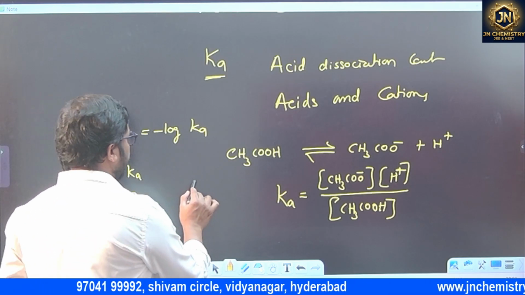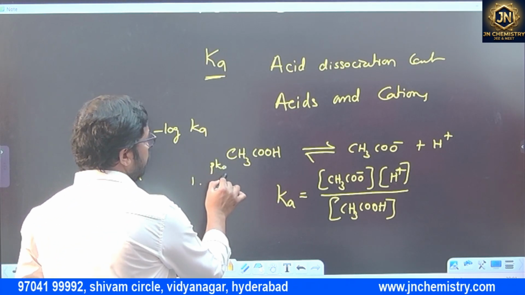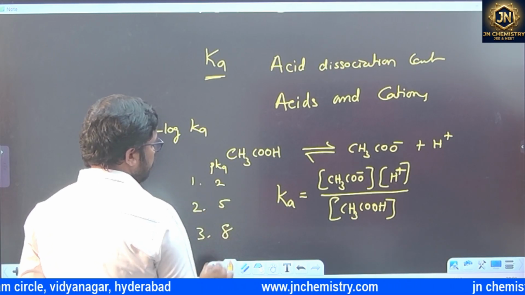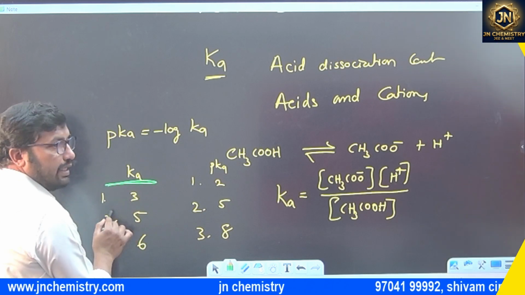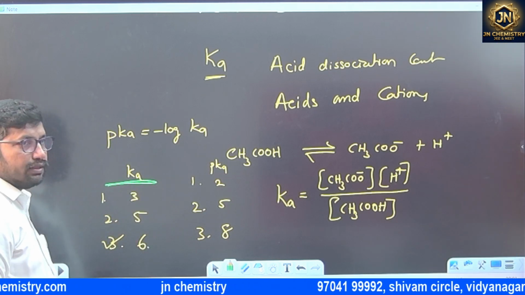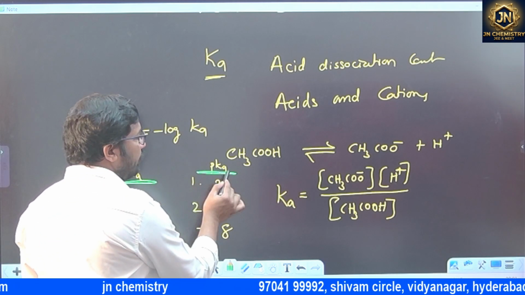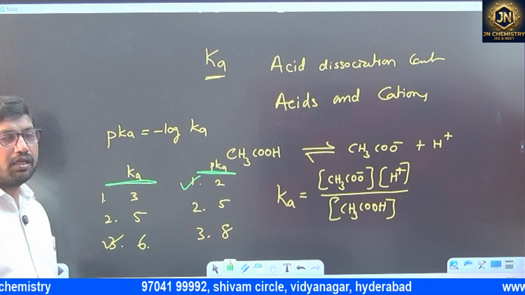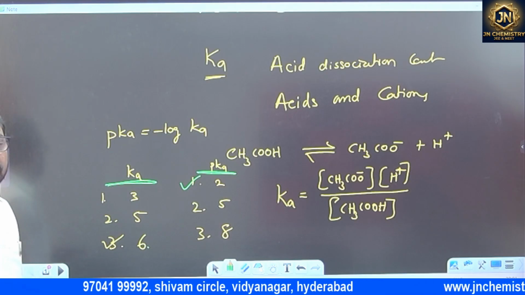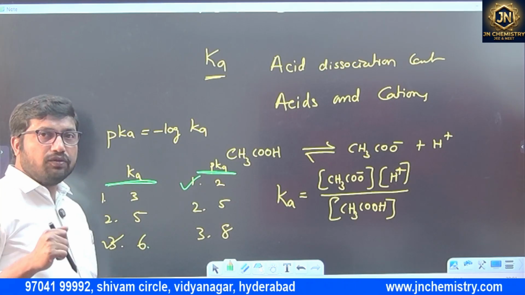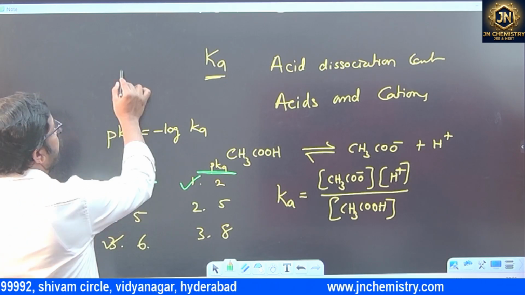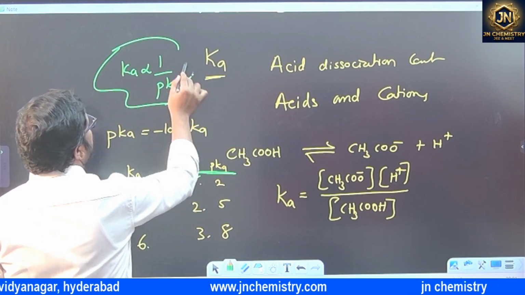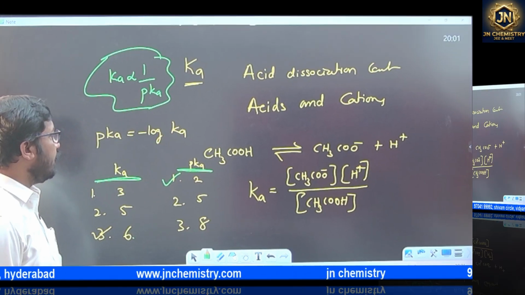Okay, for example, pKa values I am giving you: 2, 5, 8. Which is the stronger acid? If the Ka value is high, that is a strong acid. If the pKa value is low, that is a strong acid. Write it down. So I told you that Ka is inversely proportional to pKa.